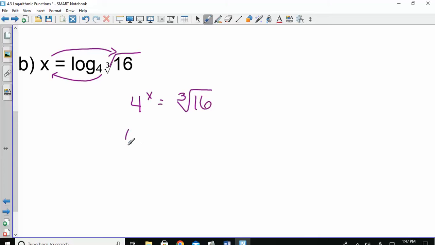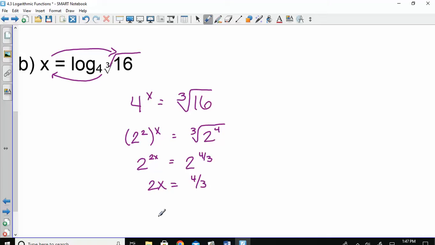2? Okay. So 4 is 2 squared. 16 is 2 to the 4th. So I get 2 to the 2x equals, how would I write the cube root of 2 to the 4th? 2 to the 4/3. So then you can set your exponents equal, divide by 2, and x is 8/3. Okay. Not the only way of doing this one, but it works.